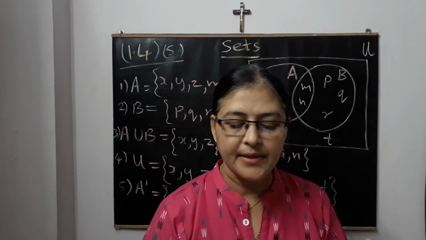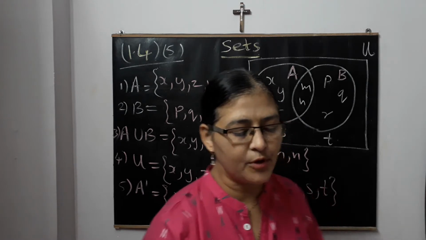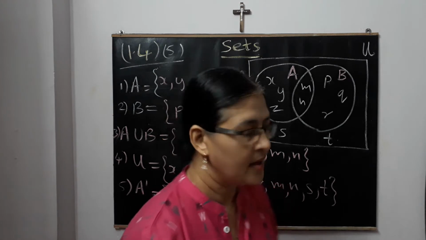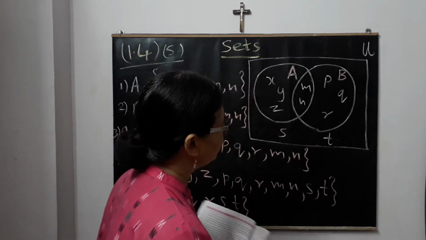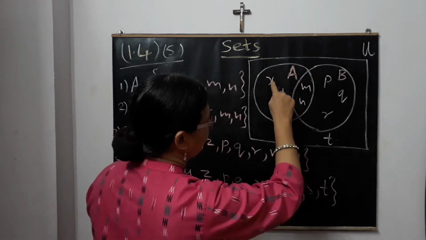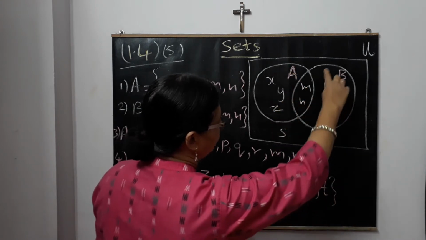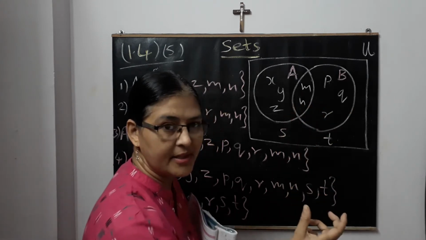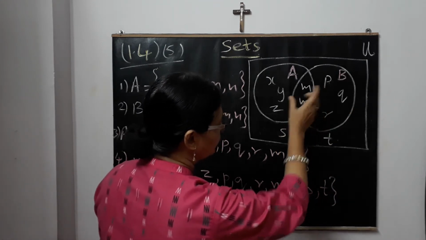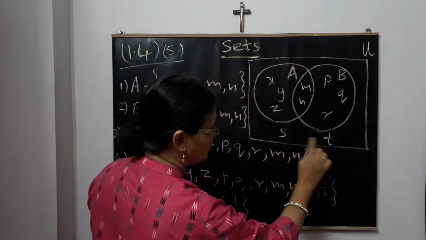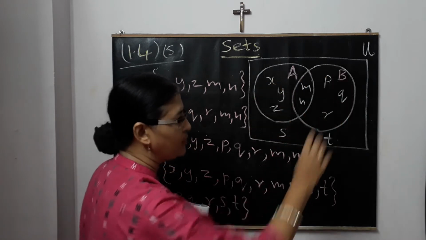fifth question. In that the Venn diagram is already given, which I have drawn on the board. Observe the given Venn diagram and write the following sets which they have asked. Look at set A in the Venn diagram. The full rectangle is the universal set. A is the set having x, y, z, m, n, and B is the set p, q, r, m, n, and m, n is what? A intersection B. That is the common m, n. And outside the A and B sets, the other two elements are s and t. That becomes the full universal set.